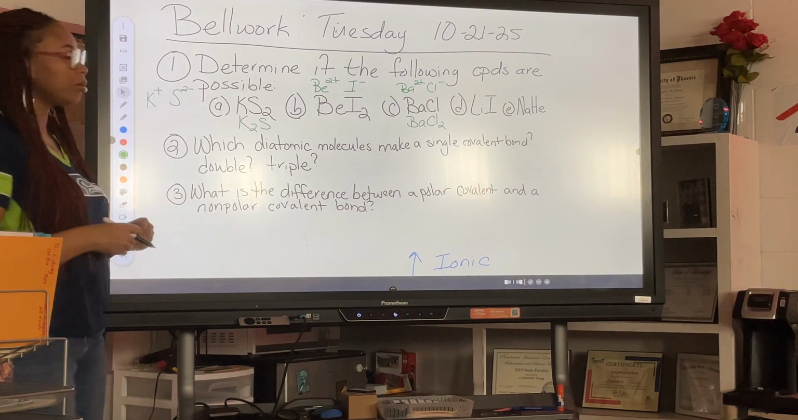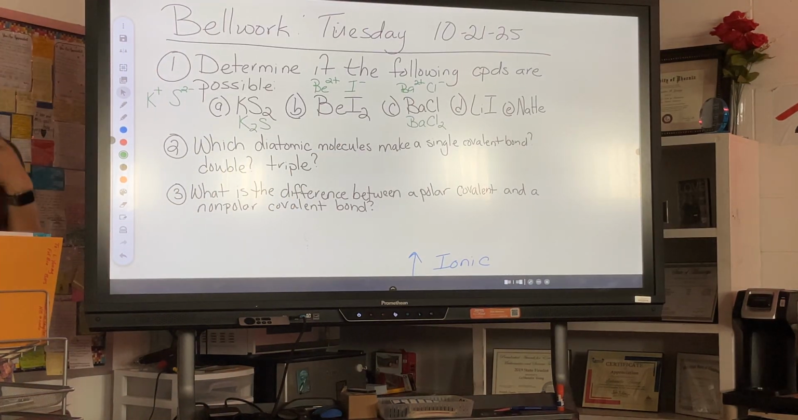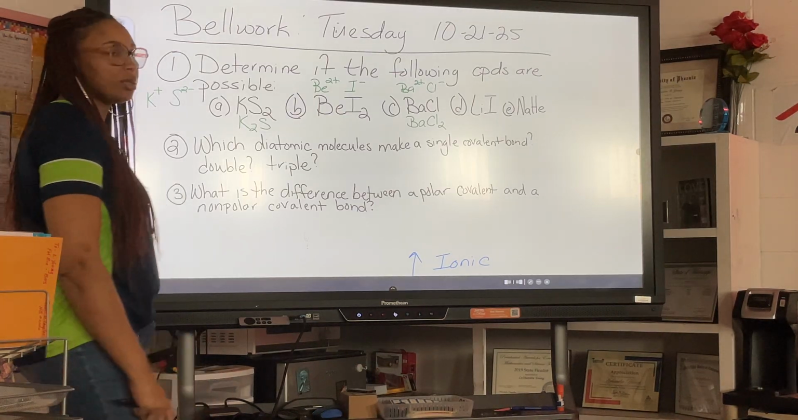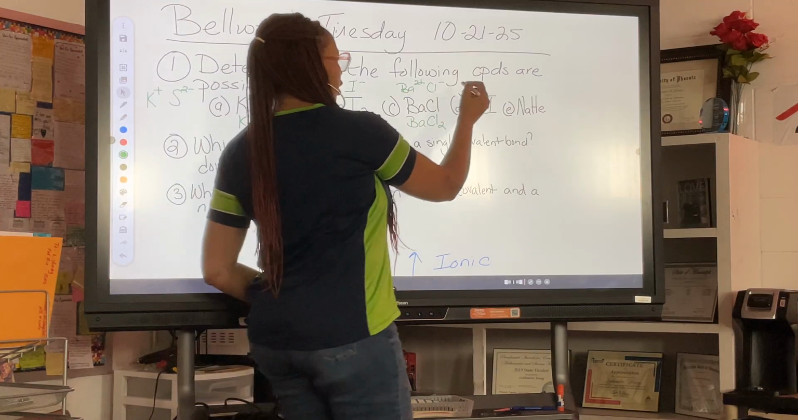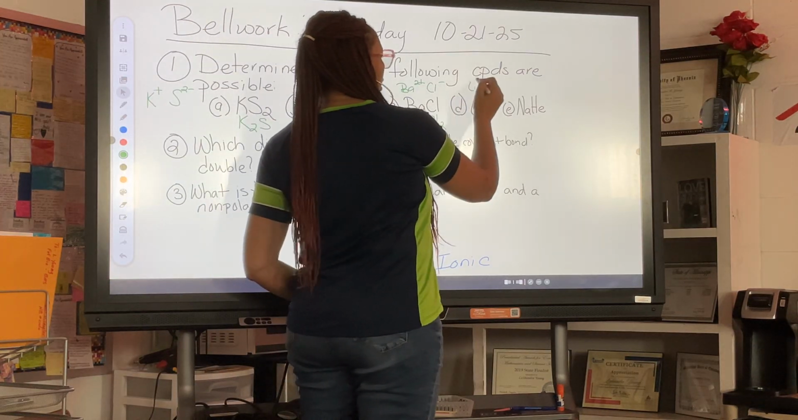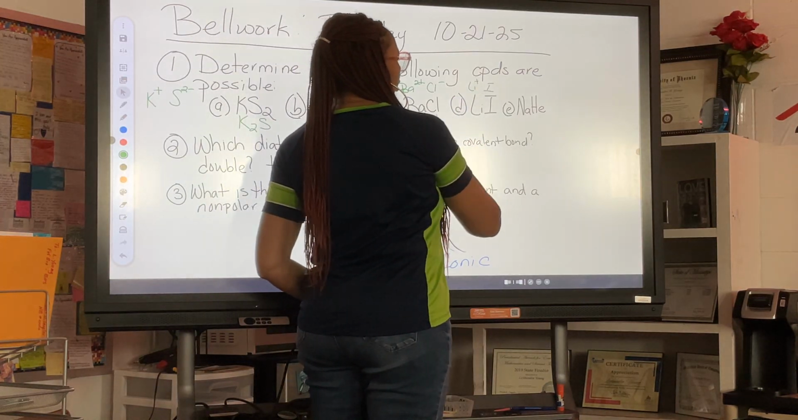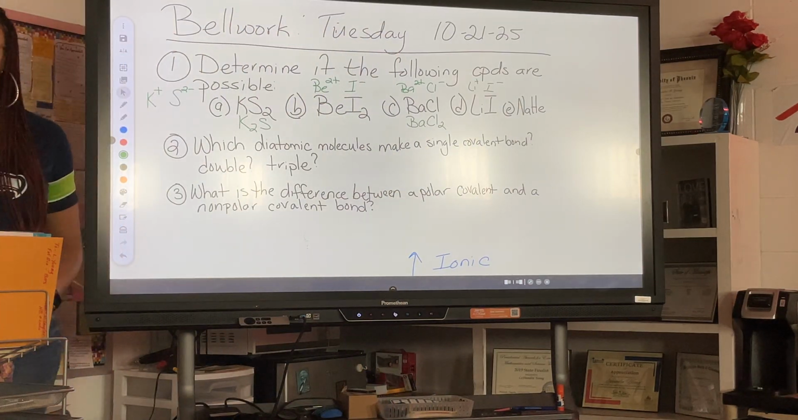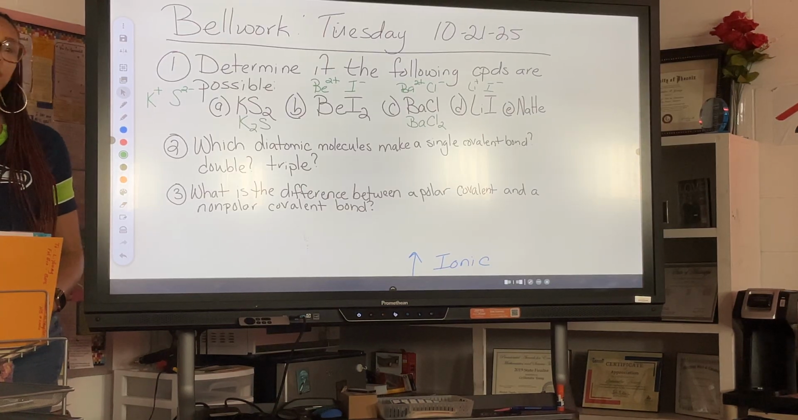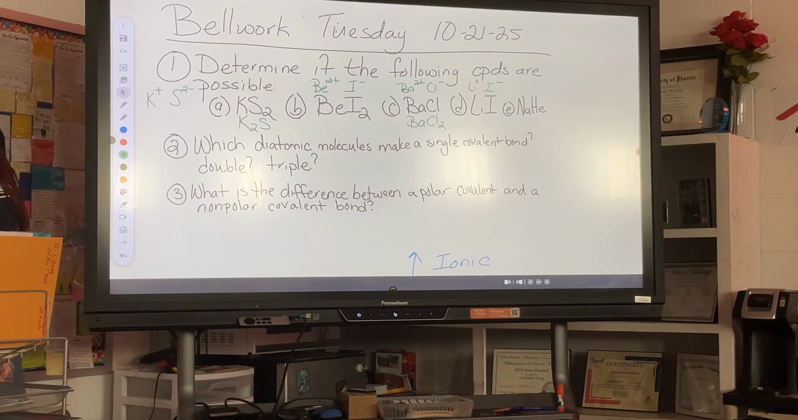Alright, D. Is that possible? Yes or no? Yeah. Prove it. What type of bond is it? It's an ionic bond. So lithium is what? +1. Iodine is what? -1. So what's the name of this? Lithium iodide. Alright. Last one.